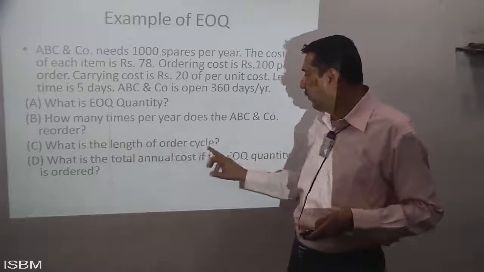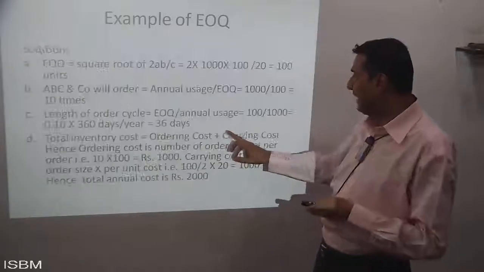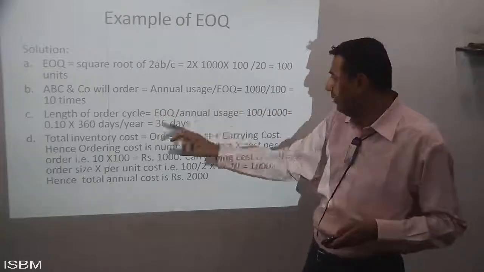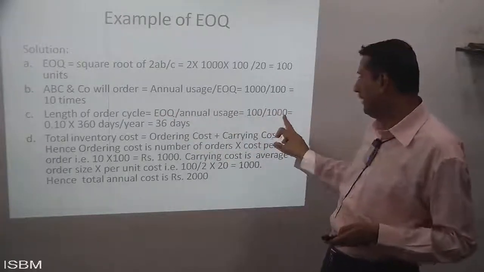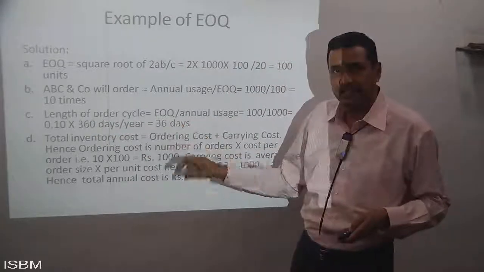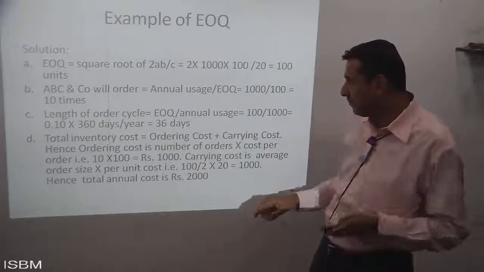See, what is the length of order cycle? Each order is 100 units, and annual usage is 1000. You multiply by 360 days per year, so 36 days each order is taking.